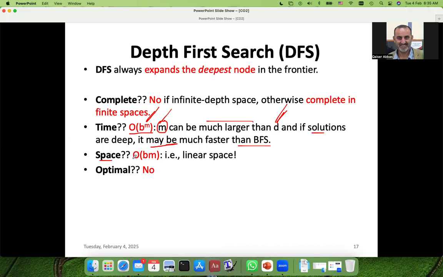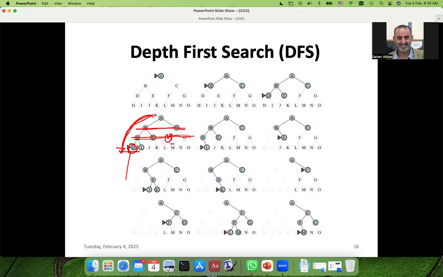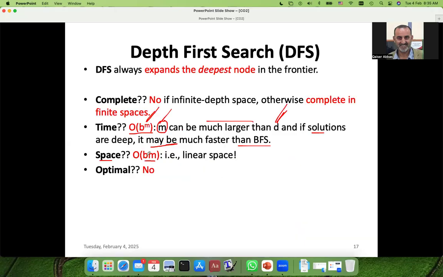Space is what? Order of B multiplied with M. Because if your solution is here on this first line, then we are saying the branching factor multiplied with this maximum depth. We are not counting all that stuff. So here we are simply multiplying with M, and it is a linear space.